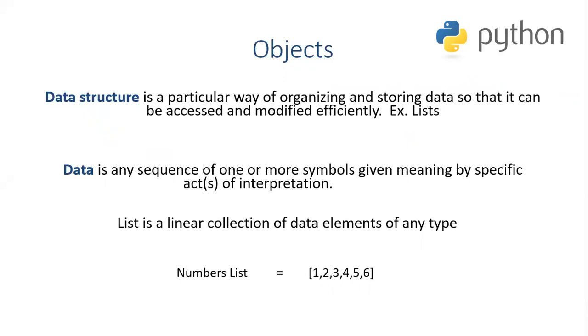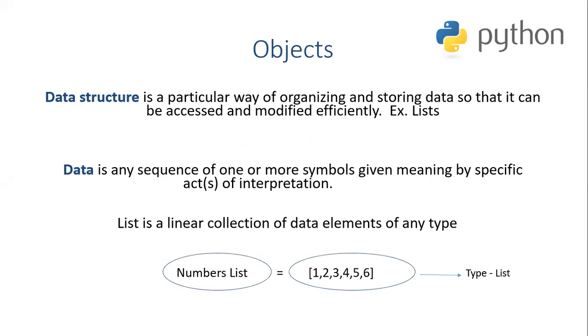And an example of such a data structure is a list. As the name suggests, a list is a linear collection of data elements of any type. So here we have a number list, and the value for the number list is a list of some numbers, and the type of this object would be a list.